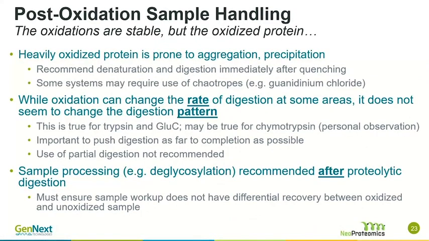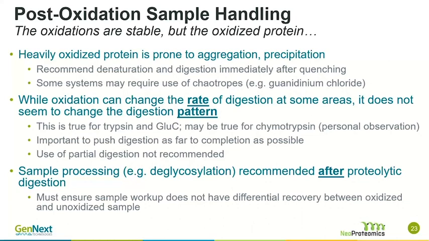And then finally, I want to talk about post-oxidation sample handling. Okay, you've done the FPOP, you've quenched the solution. Now what? All right. So like most covalent labels, hydroxyl radical protein footprinting oxidation products are stable. However, the oxidized protein may not be. So for people that have worked in protein oxidation before, in things like monoclonal antibodies, you might know heavily oxidized proteins tend to be much more prone to aggregation and precipitation than unoxidized proteins. And the same is true of products that are generated from FPOP.